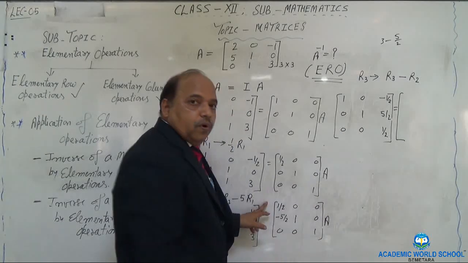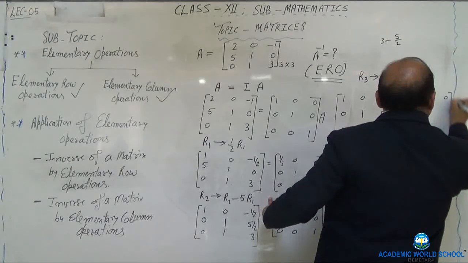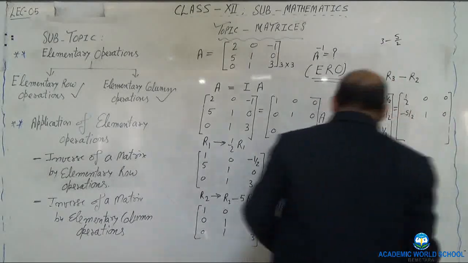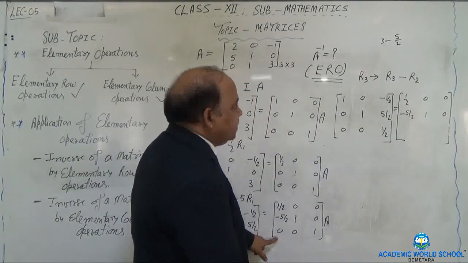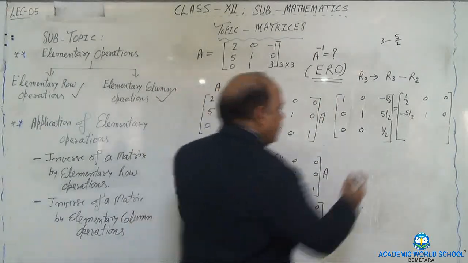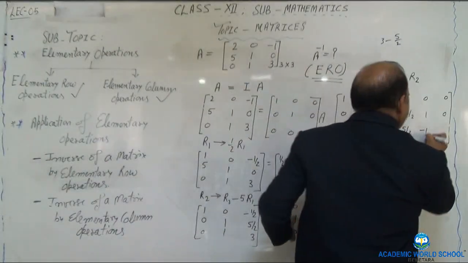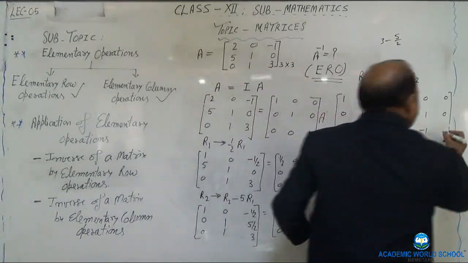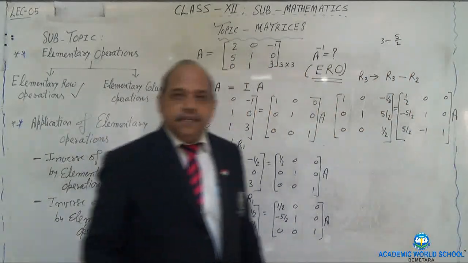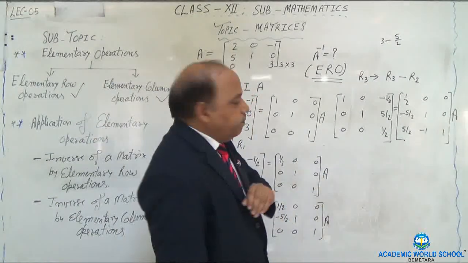So in the first 2 rows there is no change. So write down that 1 by 2, 0, 0. Then minus 5 by 2, 1, 0. And in the last, the change we are making is R3 minus R2. From here we are subtracting this. So if I subtract this, it will become 5 by 2. 0 minus 1 means minus 1. And then 1 minus 0, it will become 1. And then your A part remains as it is. That will not change.